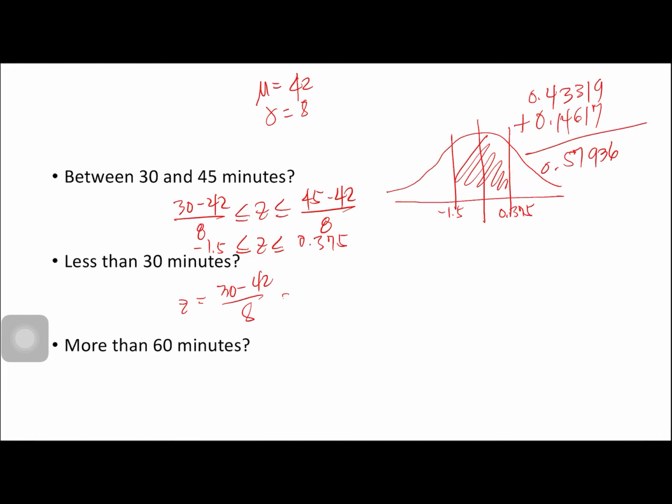So, what about less than 30 minutes? So, we have here our less than 30. That is Z is equal to 30 minus 42 over 8. That is negative 1.5. Okay? So, less than 30 minutes. We have here our negative 1.5. So, less than that, that is located where? At the left. So, that will be R of 1.5.